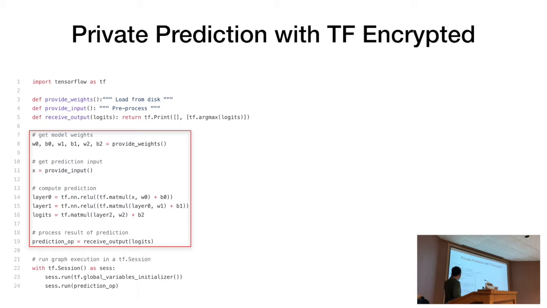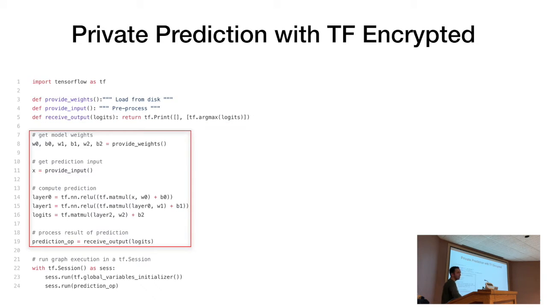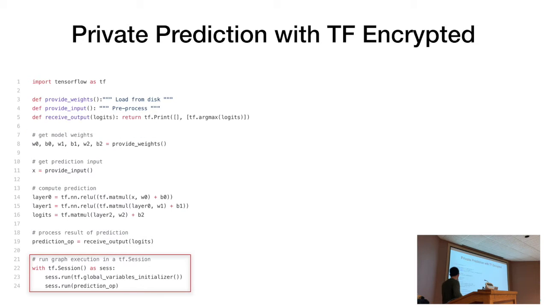Here we're going to call these functions. First we load the model and the input. We construct a neural network, kind of how we would in lower level TensorFlow. This is a simple three-layer neural network with ReLU activation functions. Once you get the output, which is the logit, you run it through this prediction op, which is the receive output that just prints out the prediction. And then this is a normal TensorFlow session.